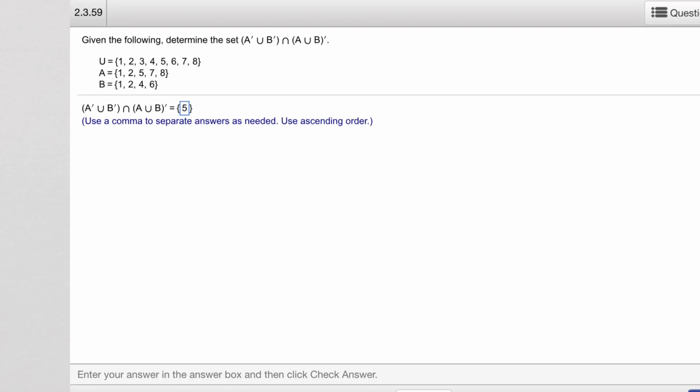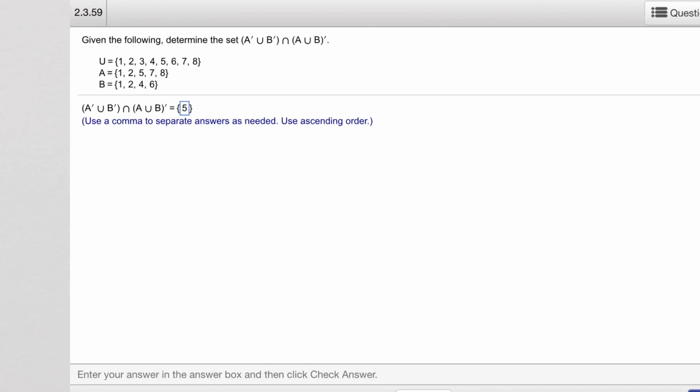In this problem, we're given the universal set, which is the set of numbers from 1 to 8, and then we're given sets A and B. And we're asked to determine the set A prime union B prime, all of that together, intersect the set A union B prime. So in order to solve this problem, we're really going to follow order of operations, just like you did when you used to calculate arithmetic problems.